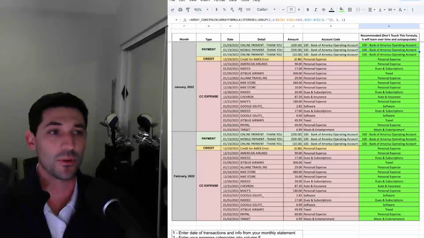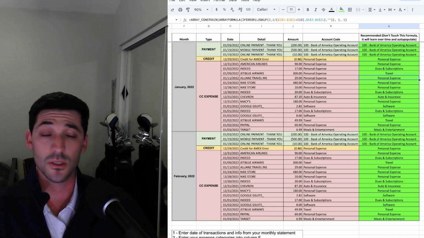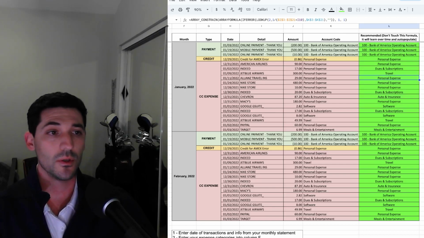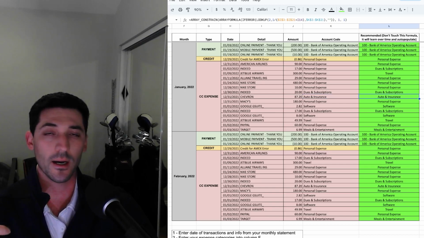So this green column here is the actual algorithm at play. And over time, it learns and just becomes better. So you can see, for instance, if you're going to Chevron, this is most likely going to be auto and insurance. This is going to take any previous data and look at the keywords to spit out the most high confidence pattern and high confidence category for that expense.